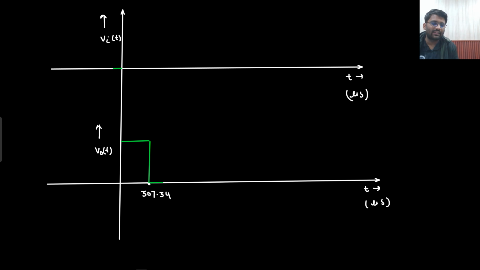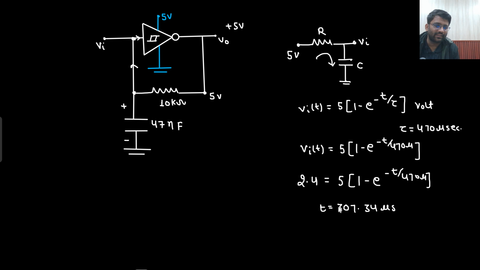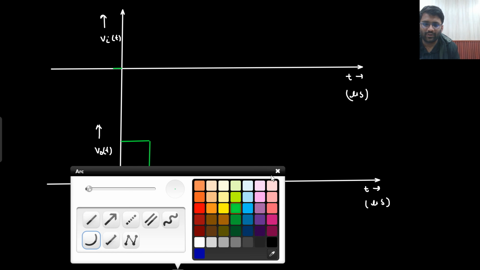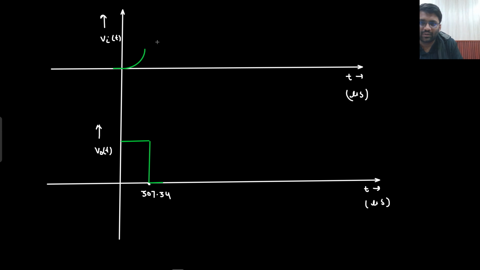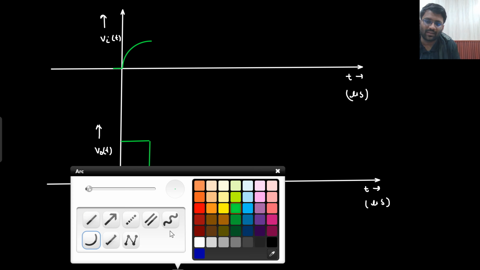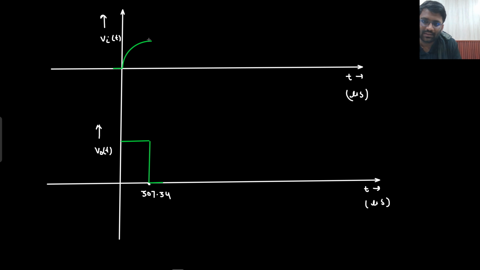And what about the input voltage? Sir, input voltage started with 0 and it has charged to 2.4 volt. Till what point? Sir, till the same time, that is 307.34 microseconds. And after that, what will happen, that we will see. So this is your 307.34 microseconds. Now after that, what will happen? And this has charged to 2.4 volt.